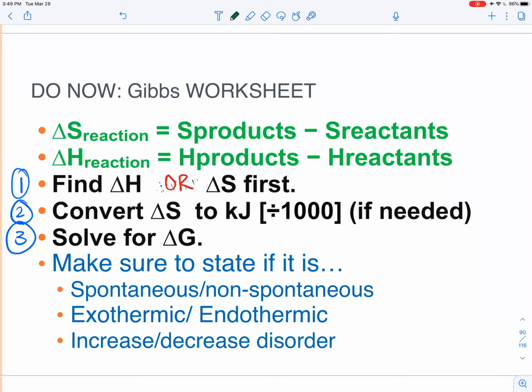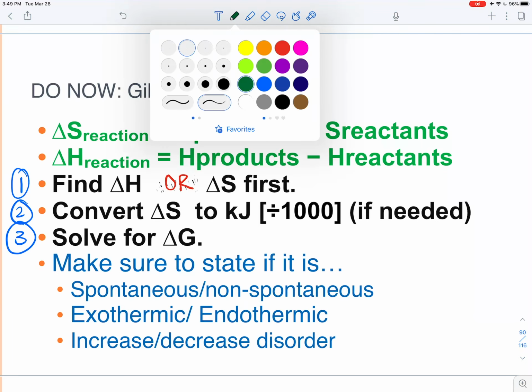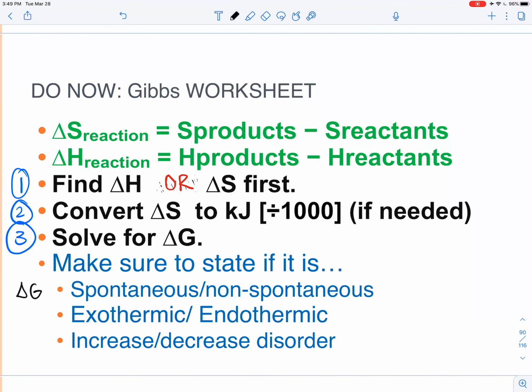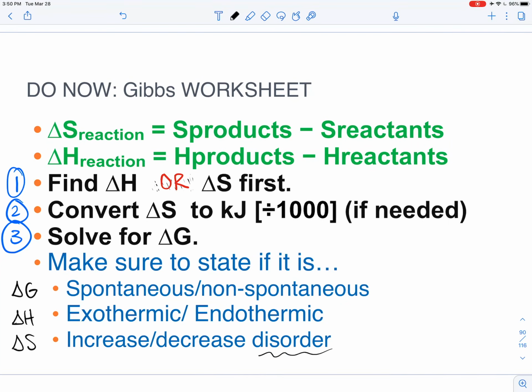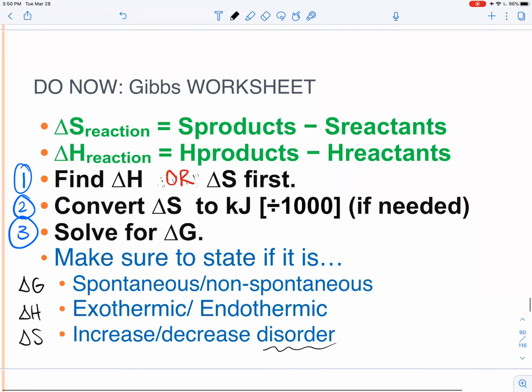And then plug everything in to solve for delta G. Make sure to state if it's spontaneous or non-spontaneous. The delta G will tell you that. Delta H tells you exo or endothermic, and then delta S will tell you about the entropy or disorder. All right, that's Gibbs free energy. I hope this helps you complete the worksheet, and this will show up on your exam.